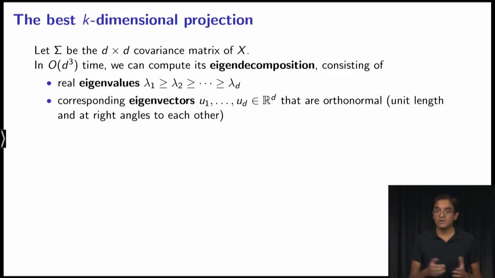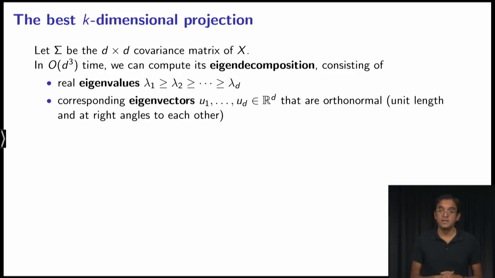Now, this is something we're going to discuss in a little bit more detail soon. But for the time being, these eigenvectors are fairly easy to compute. We can ask Python to do it for us. We just give it the covariance matrix, and it gives us back these eigenvectors.